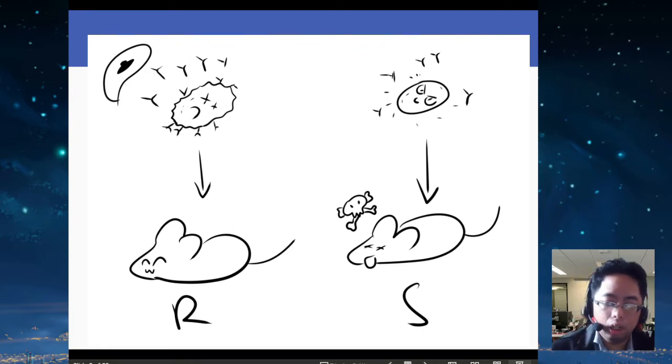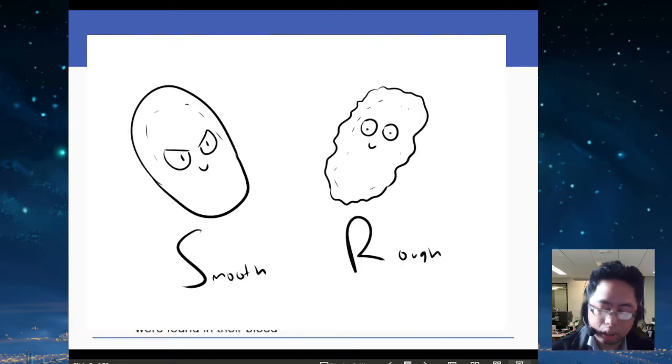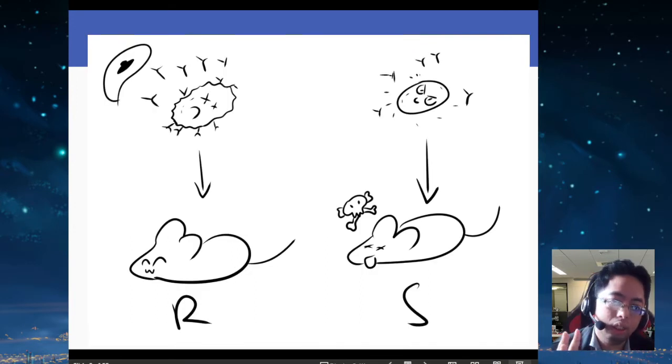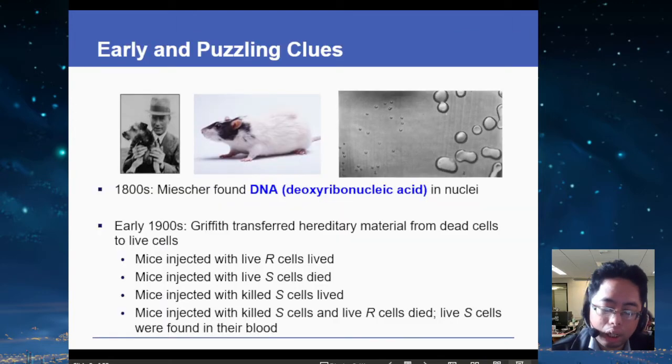If you compare it with the S, a smooth bacteria, this bacteria has a shield around it that makes it look smooth. This shield protects them from the antibodies. So when you inject it into mice, the antibodies cannot kill it, and the bacteria, because it's protected, can kill the mice. So what did Griffith do?